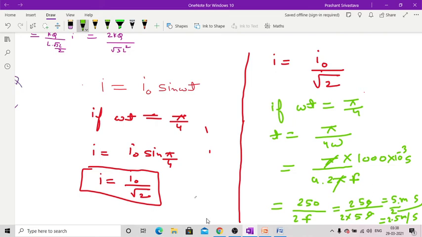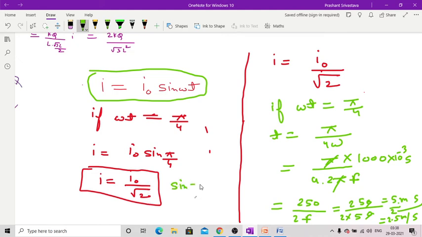Our main aim is to calculate the time. You know that I is equal to I naught sine omega t. I am writing it here: I is equal to I naught sine omega t. For RMS current, omega t is equal to pi by 4. Then I is equal to I naught sine pi by 4, I is equal to I naught by root 2.